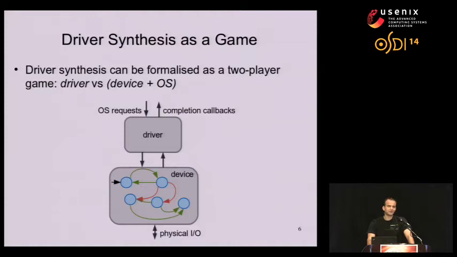So the driver takes a request from the OS, and in response to this request, it must force the device state machine into a particular state. And it must be able to do so regardless of the uncontrollable things that happen inside the device. And this can be seen as a game, where the driver plays against the device, and the driver plays the game by making controllable actions, whereas the device plays by performing uncontrollable actions. A winning strategy for the driver in the game guarantees that it will always be able to handle any OS request for any possible uncontrollable device behavior.